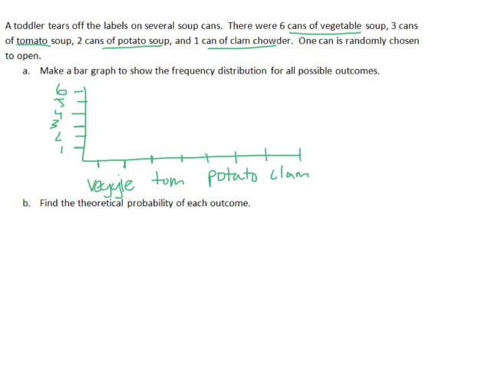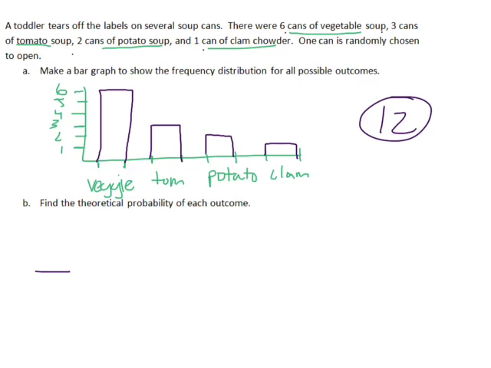So 6 cans of veggie, 3 cans of tomato, and 1 can of clam chowder. And then I just need to find the theoretical probability of each outcome. So the first thing I need to do, there's 6 plus 3 is 9, 10, 11, 12 total cans.